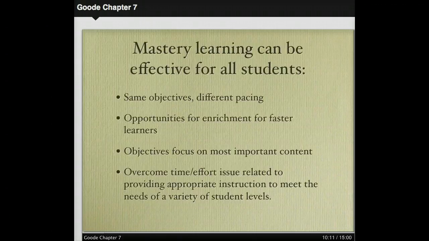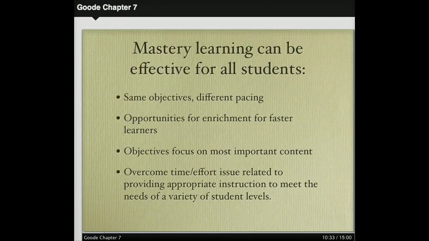Mastery learning is what we all go for. We want everybody to master all of the objectives, and the way it's currently done, where everybody has to move at the same rate, everybody is expected to master the same objective at the same time by test-taking time, is really not as effective as doing it a different way. You can have the same objectives, but you need to provide different pacing. Not everybody learns at the same rate.